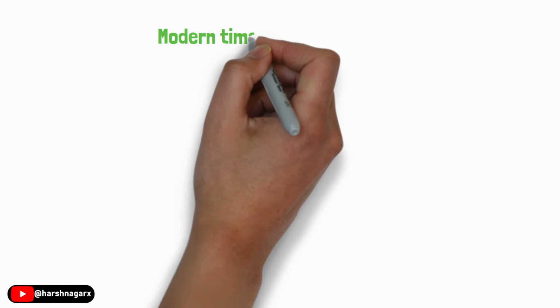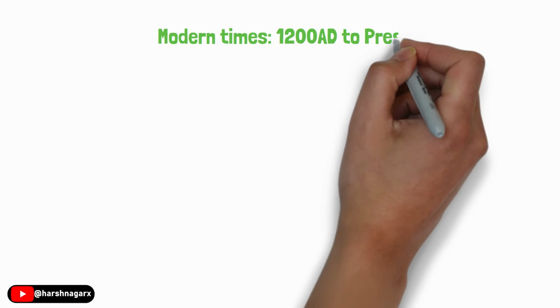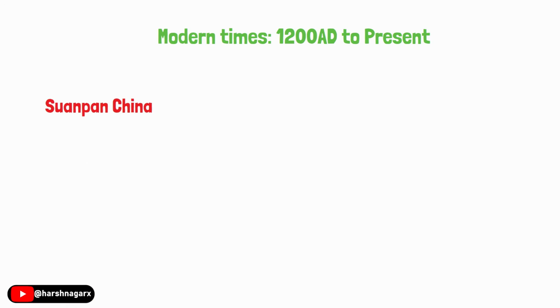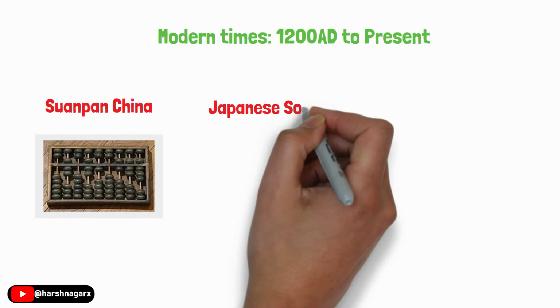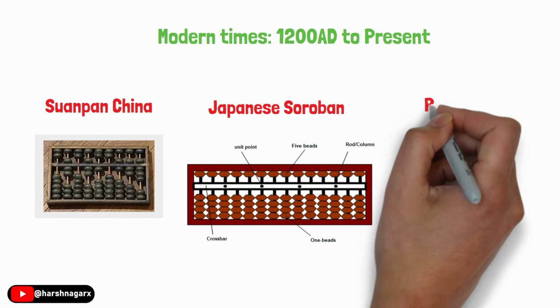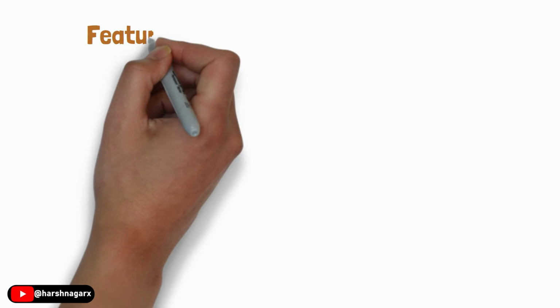And the last is modern times from 1200 AD to present. Some of the examples are Suan Pan from China, Soroban from Japan and Schoty from Russia. Now moving ahead to features and disadvantages of abacus.